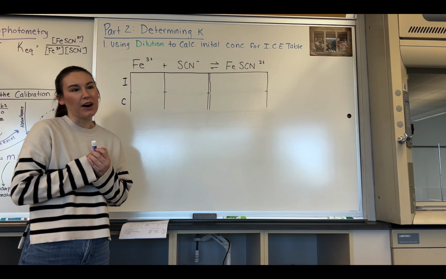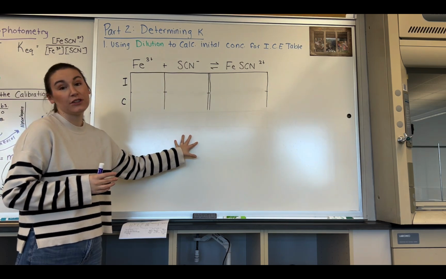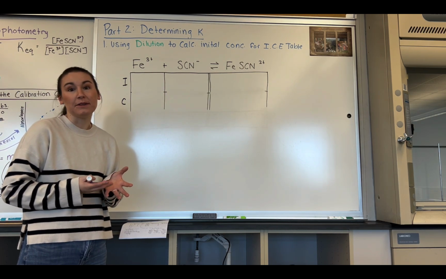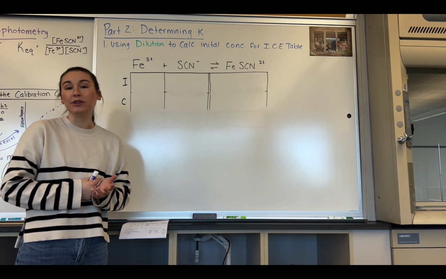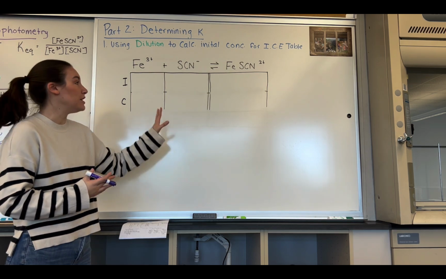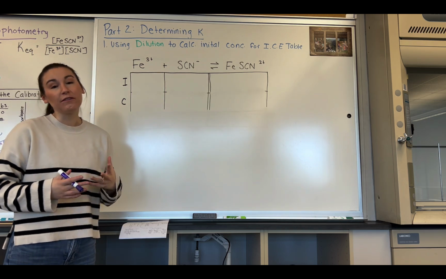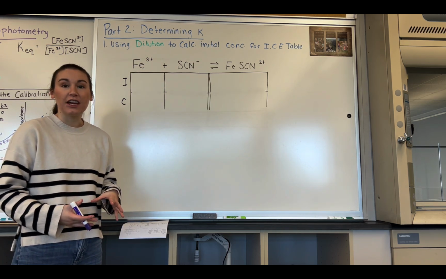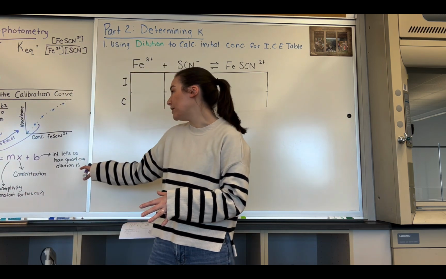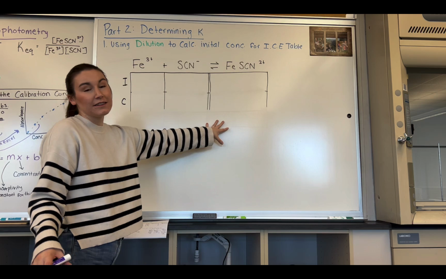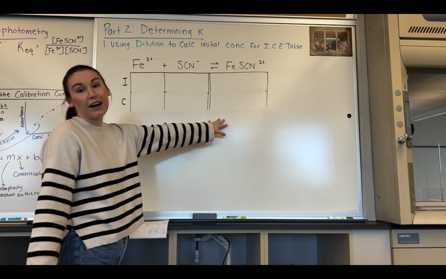So for the next part, the calculation portion for part 2, before we can just jump in and start using our y equals mx plus b equation to find our equilibrium concentrations, the first thing that we need to do is fill out our ice table with the information that we know first. Because the equilibrium concentration that comes from our y equals mx plus b equation is going to be used to fill out our last column of our ice table.